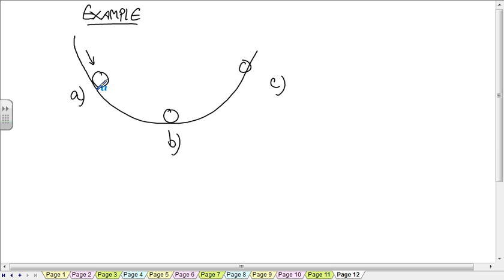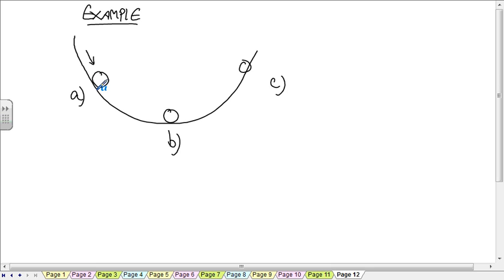This thing is turning sort of to its left, you know what I mean? Turning left, right? So what direction, point in the direction that you would expect the acceleration vector to be. So the acceleration vector needs to be something roughly in that direction, right? Okay, so that's intuitively what's going on.